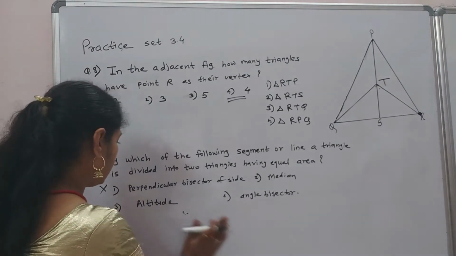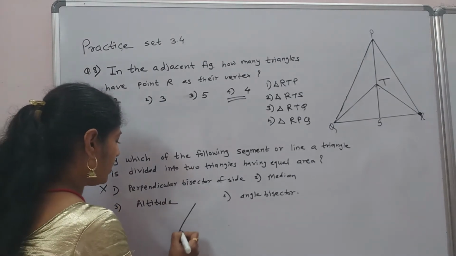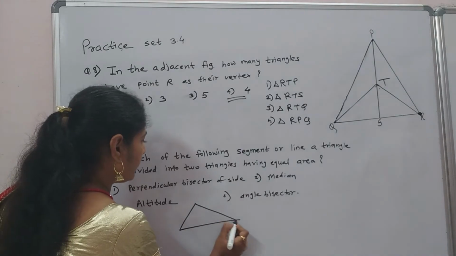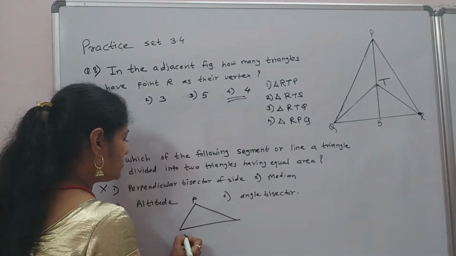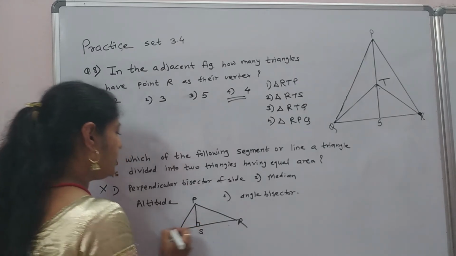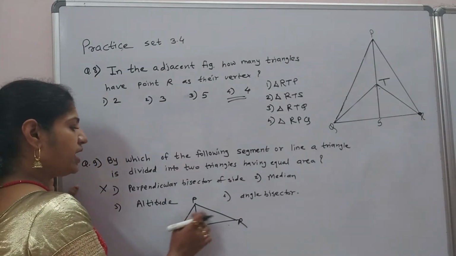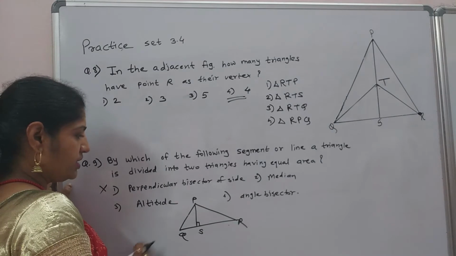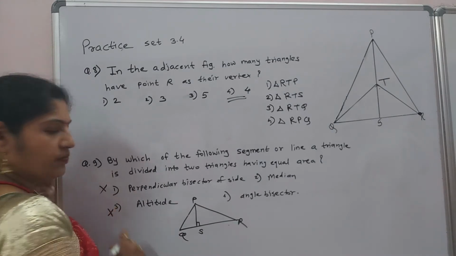Number 3, I take the altitude. Altitude is the height of the triangle. Suppose the triangle is PQR. I take the altitude PS. Is the area on both sides equal? No. This area is not equal.